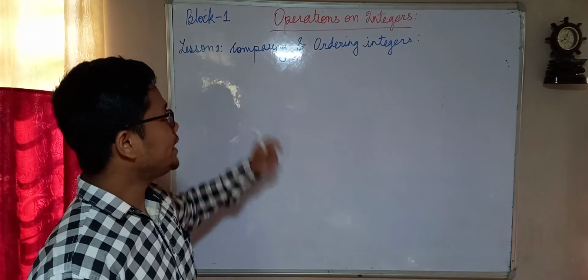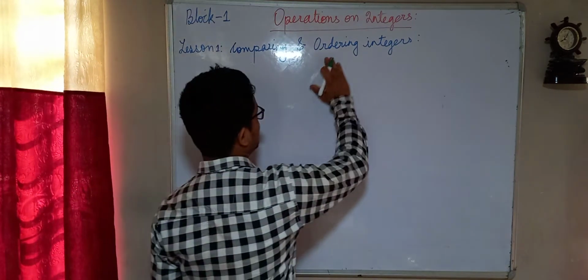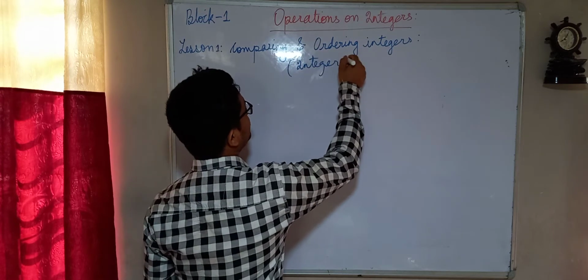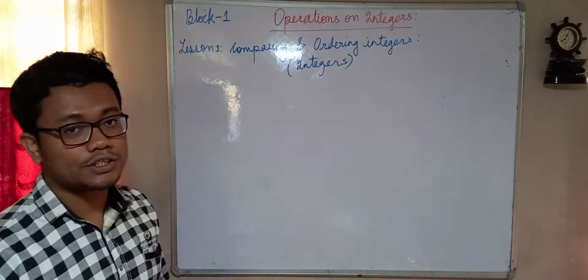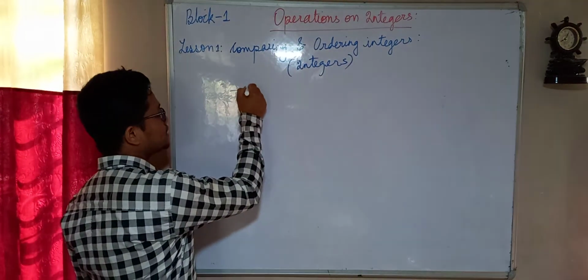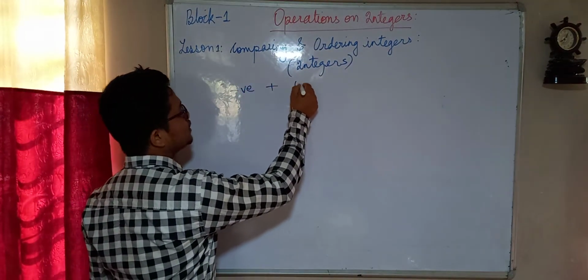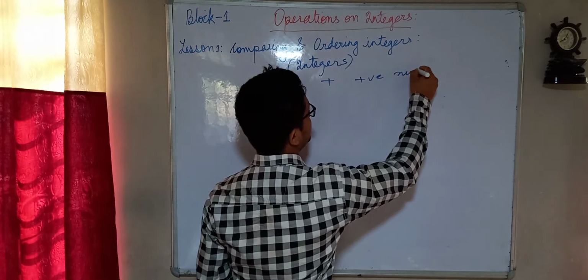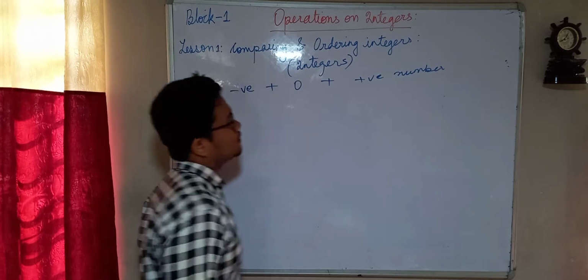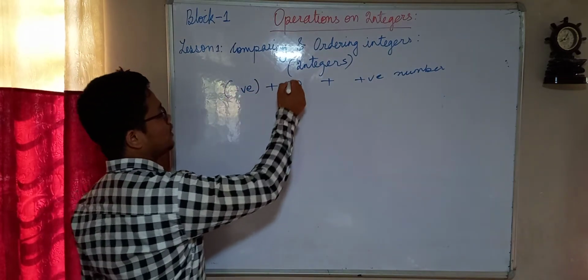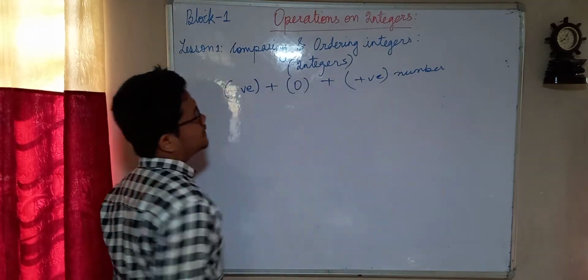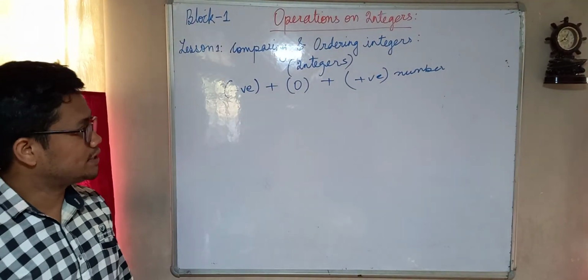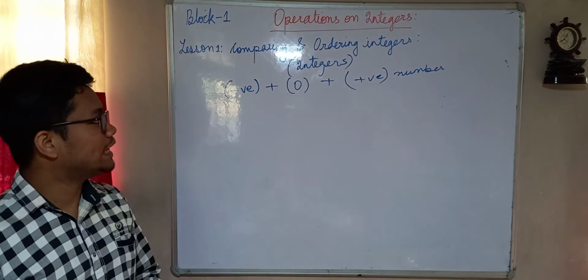So integers. In your class 6 you have learned about integers, isn't it? So what was actually integers? Integers are all kinds of negative numbers, plus 0, plus all kinds of positive numbers, isn't it children? We have learned this in class 6, that integers comprise all numbers which are negative, positive and 0. So this was actually integers, isn't it?